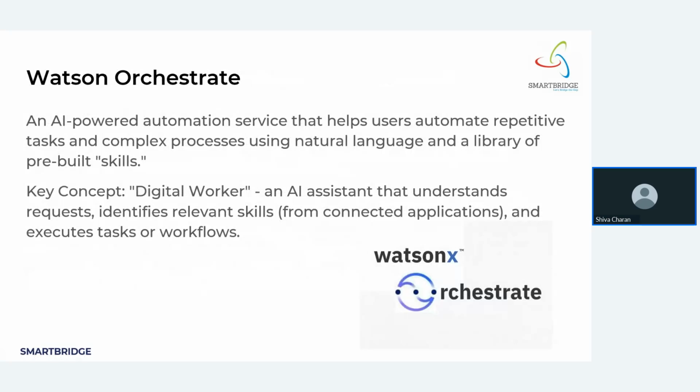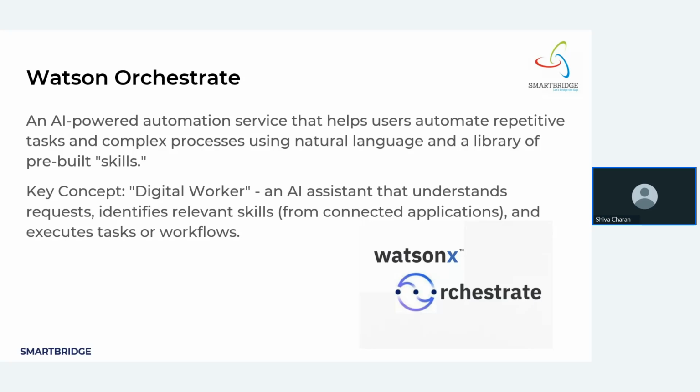What is Watson Orchestrate? It is an AI-powered automation service which helps users automate repetitive tasks. It does this by using natural language and a library of pre-built skills. By using the library of pre-built skills and NLP, it processes the repetitive tasks.